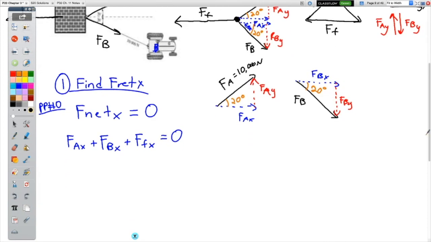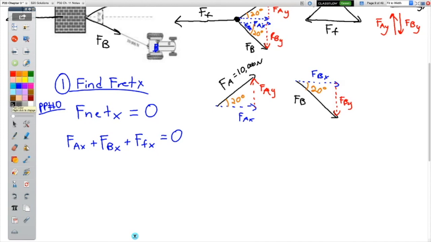How do I get the x components of FA and of FB? Well, we've got to use a trig ratio here, right? So let's think about it. I want FAX, right? I know FA, so FAX to theta is the adjacent side, right? And that is the hypotenuse. So adjacent over hypotenuse, so toa, right?